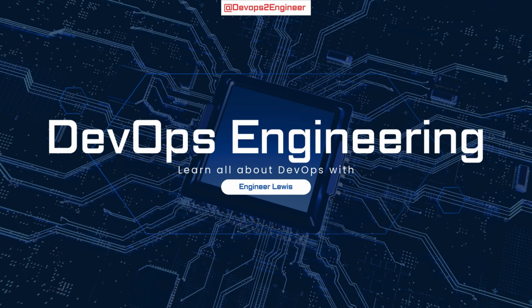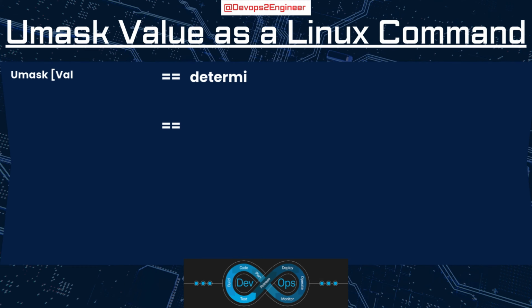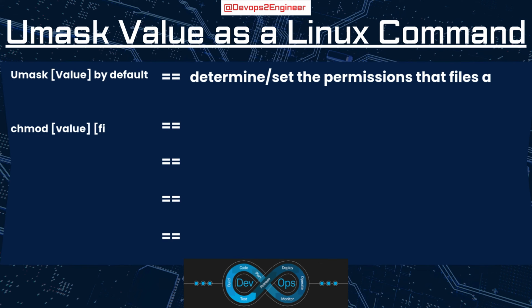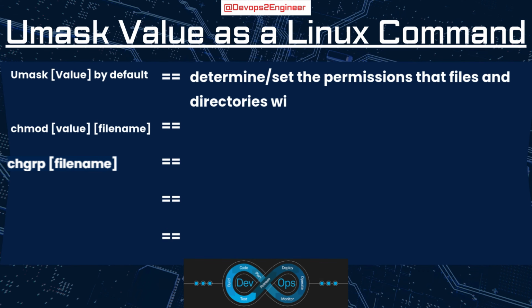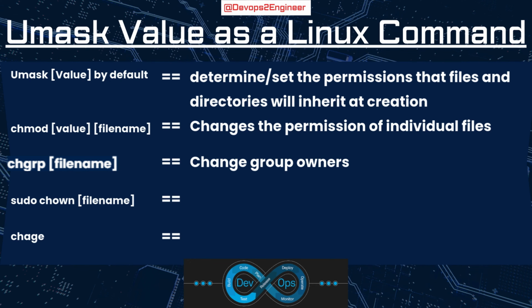In today's video, we'll be learning all about umask values. Umask value is a Linux command. Umask value by default determines and sets the permission that files and directories will inherit at creation.